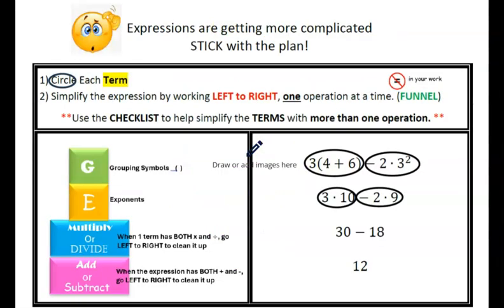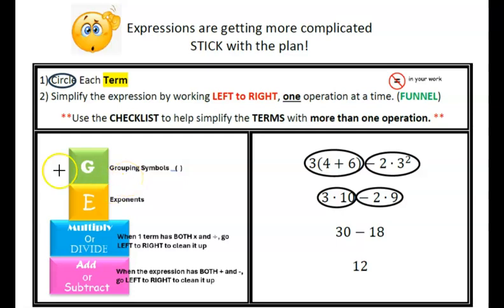Okay, our expressions are going to get more complicated, but no problem because we're going to stick with our plan. We're going to make sure that we start by circling each term, including that plus or minus that is to the left of each term. And then from there, we're going to simplify working left to right in a very organized way, funneling. No equal signs in our work, one operation at a time. And when they get more complicated, we're going to need to use a checklist to keep us following those order of operations that we've been doing so well with so far.